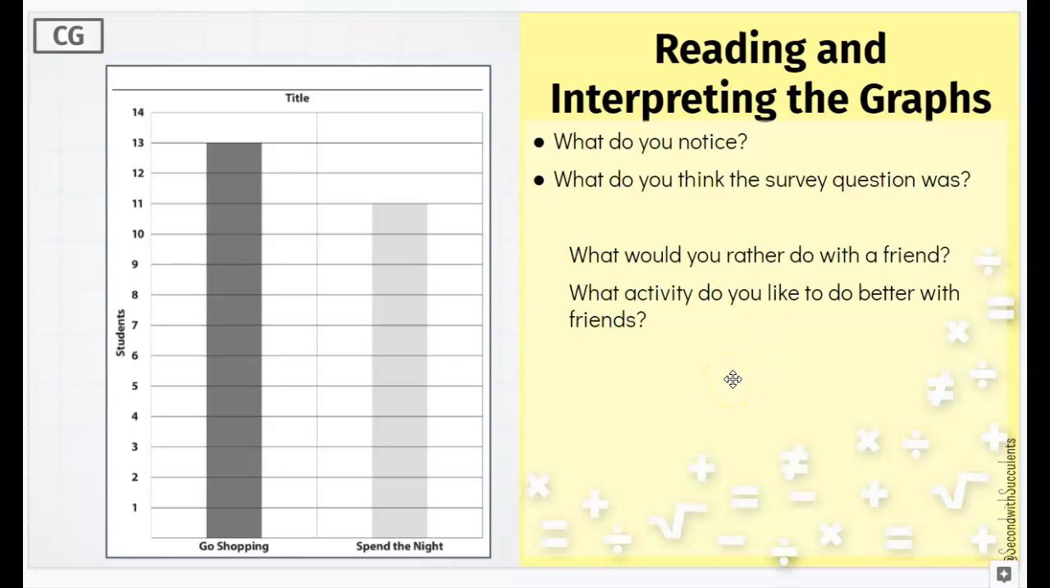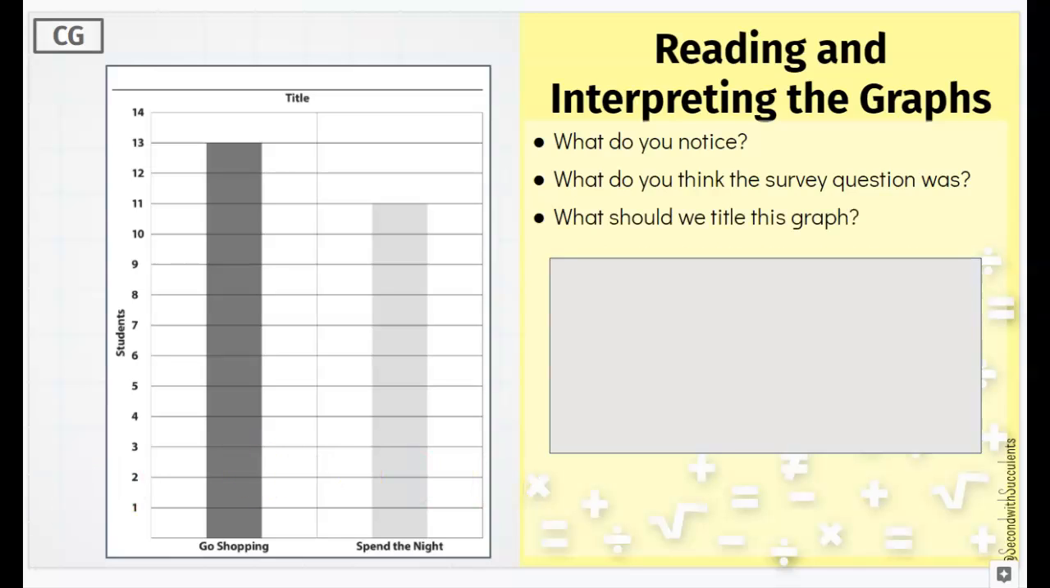The question that we will kind of go with today, because it makes sense from our information, is what would you rather do with a friend? Now that we know our survey question of what would you rather do with a friend, what do you think a good title for this graph would be? We need to know a title to understand our information better.